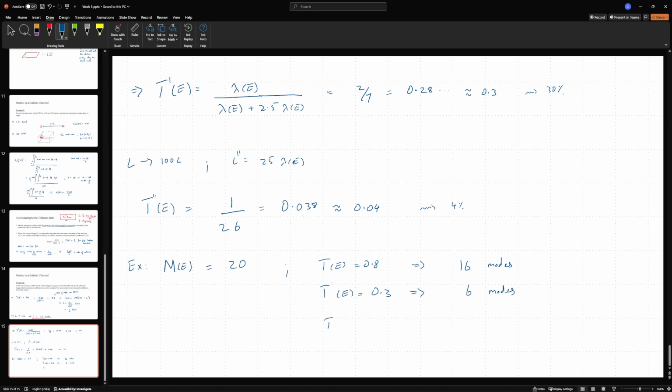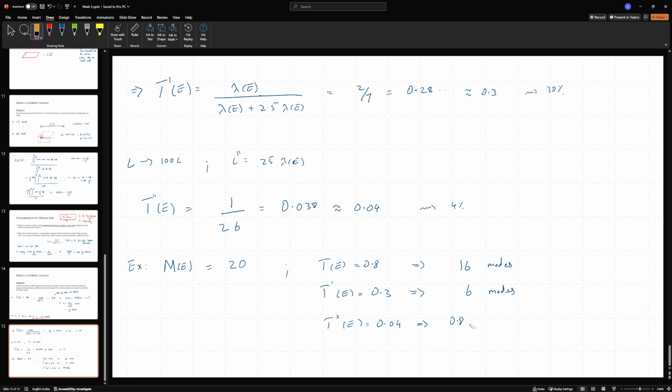And for T double dash of E, which is equal to 0.04, 4%. So 10% of 20 is 2, 5% is 1, and 4% is less than that. So we will have 0.8 modes, which we do not consider. Number of modes always has to be greater than 1.